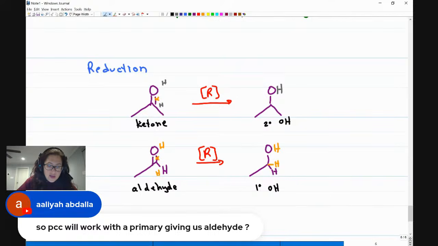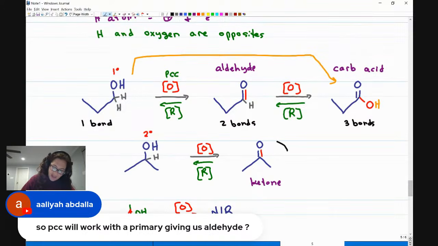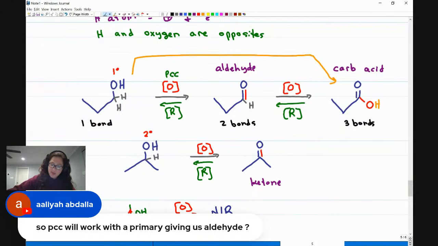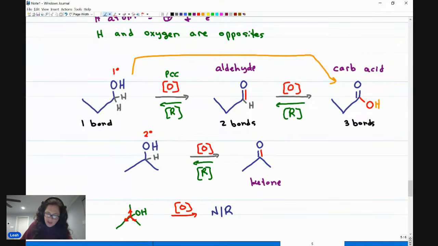Question. So PCC will work with primary, giving us an aldehyde. Yes, PCC will take any alcohol and give it one pi bond. I'm holding up one finger: one pi bond. So I can also use PCC to go from a secondary alcohol to a ketone, because a ketone is one pi bond. So the distinction is most important if I want to stop at the aldehyde, but PCC will also give me the ketone. If you're trying to remember how to get a carbonyl in there, aldehyde or ketone doesn't matter. You can use PCC in either case. Let me know if that answers your question.